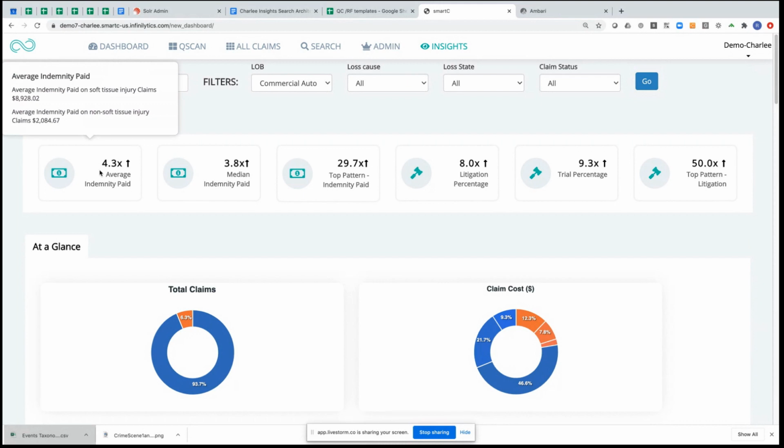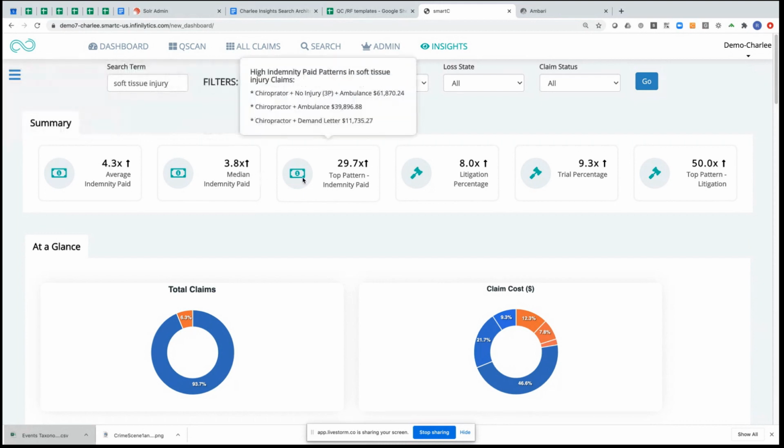You can also look at top patterns, for example. Let's say there's a soft tissue injury claim with a chiropractor involved, with an ambulance involved, and with another third party in the claim who claims there was no injury. The average cost of claims that follow that pattern is almost 30 times the norm. So right here, you can see what your cost drivers are.